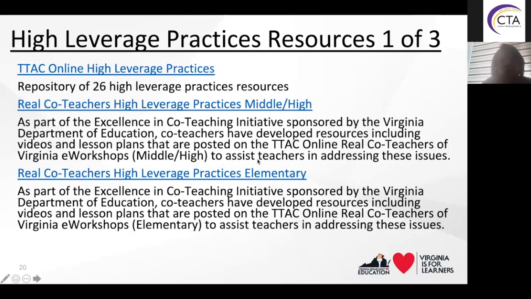Okay. In terms of some supports for high leverage practices, one of the things that we have is our TTAC Online. They have a lot of resources for high leverage practices. We also have our Real Co-Teachers of Virginia website, in which our middle and high school teachers demonstrate high leverage practices in their classroom. We also have those same practices for the elementary classroom.